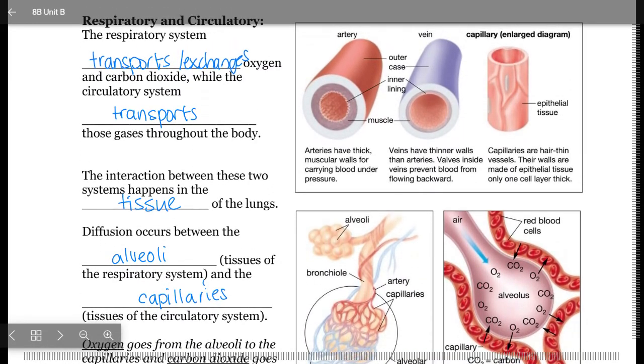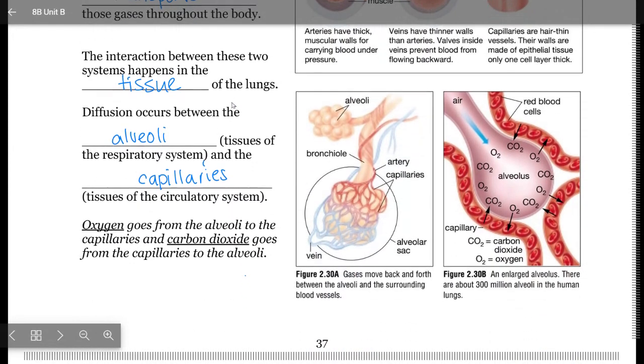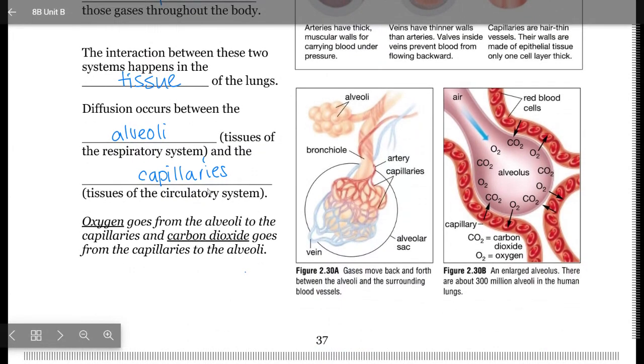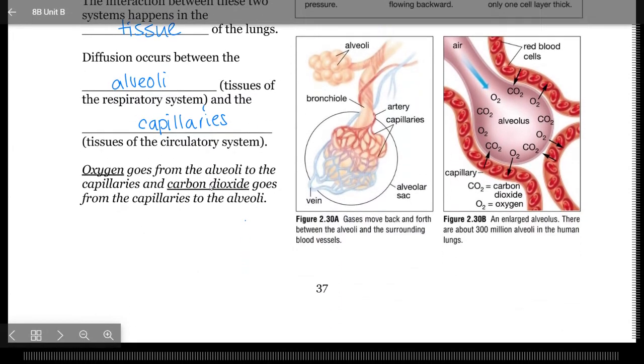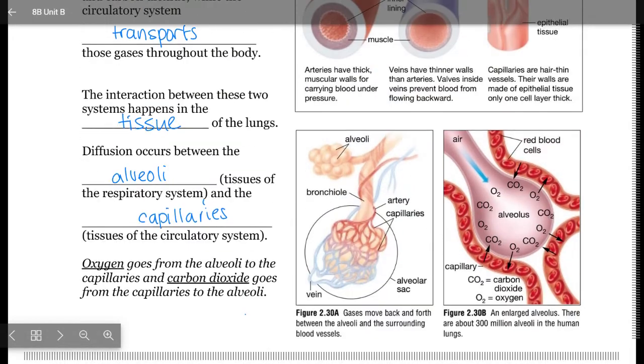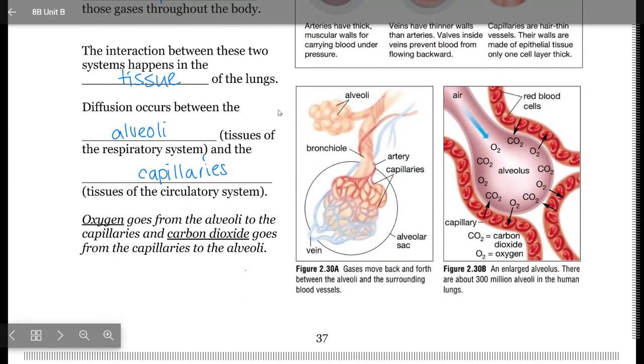The respiratory system transports and exchanges oxygen and carbon dioxide, while the circulatory system transports them. The interaction between these two systems happens in the tissue of the lungs. Diffusion occurs between the alveoli, tissues of the respiratory system, and the capillaries, tissues of the circulatory system. So the alveoli are like tissues, and so are the capillaries.